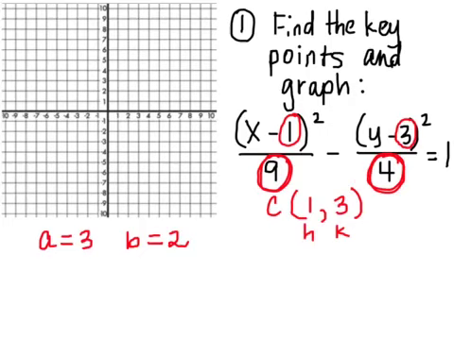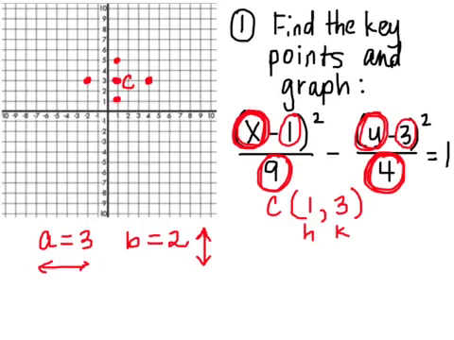First of all, you need to notice which direction to count your a and your b in. Since the a is under the x, you're going to count a in the x direction, which is sideways. And since b is under the y, you're going to count b in the up and down, or y direction. So let's plot that.